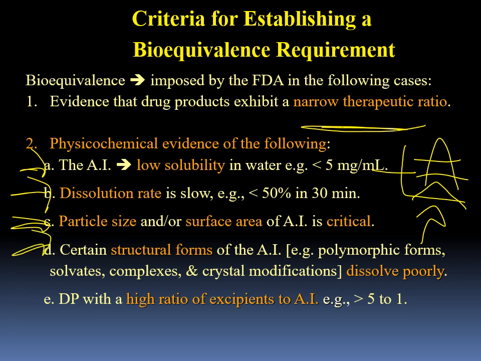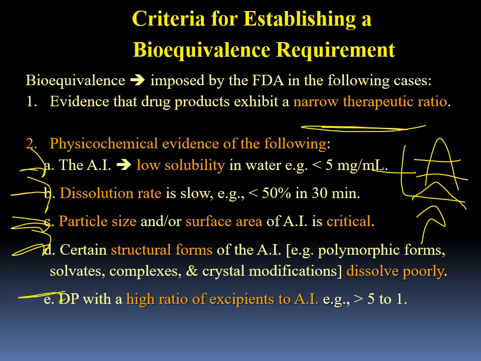Also polymorphism. For example, if the drug is having two polymorphs, polymorph A and polymorph B. Polymorph A is soluble, polymorph B is insoluble. Maybe the reference drug product is having the polymorph A, which is soluble, while the generic drug product, due to the manufacturing condition, polymorph B is formed, which is insoluble. So in this case, the solution and the absorption will be different. So in this case also, we need to make a bioequivalence study.